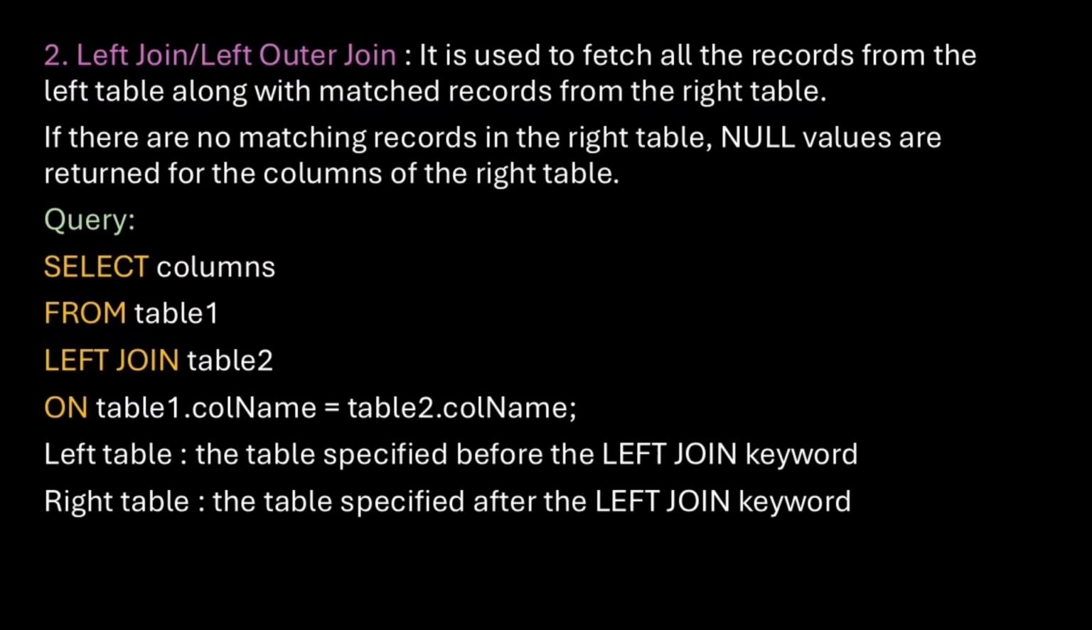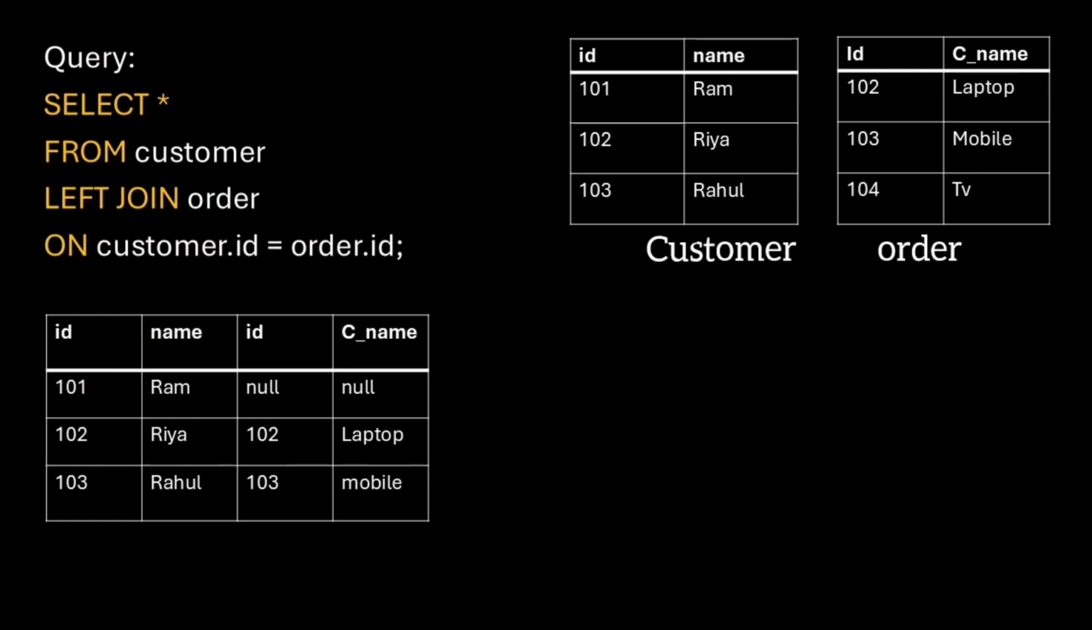We must maintain the order because we want to retrieve all the details from the left table. Example, let's look at the practical example with two tables, customer, that is left table, and order is right table. In the left outer join, all the values from the left table, that is customer, will be retrieved along with the common values between the customer and order tables.